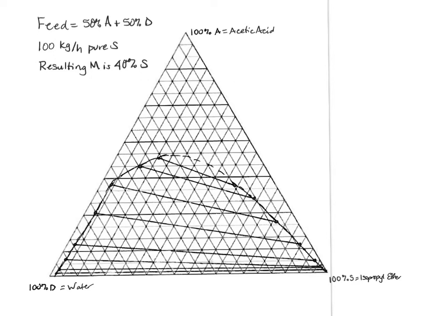So if I'm looking for something that's 50% A with 50% D, it's going to be on this edge that's on the far left side of the screen. And 50%, 1, 2, 3, 4, 5, 6, 7, 8, 9, 10, 50% is right there. So it's 0% S. It's halfway across on the acetic acid water line. My solvent is pure S, so it's going to be this opposite corner. And if I connect these with a straight line, the resulting mixture has to be on that line.